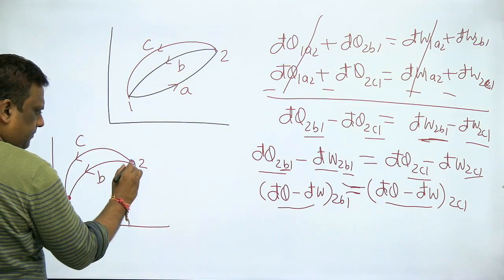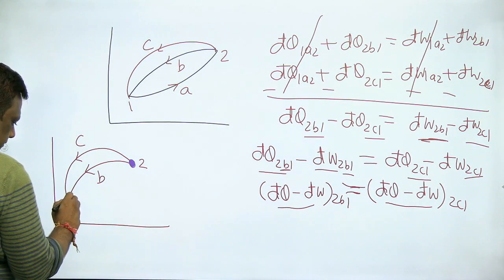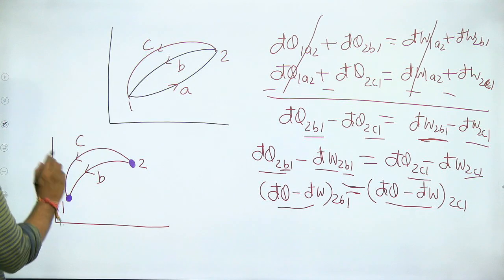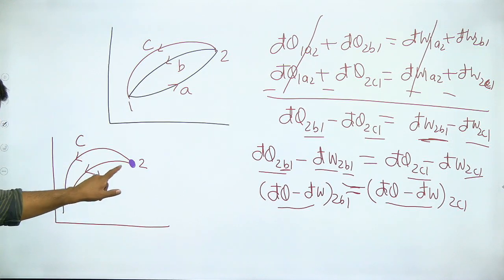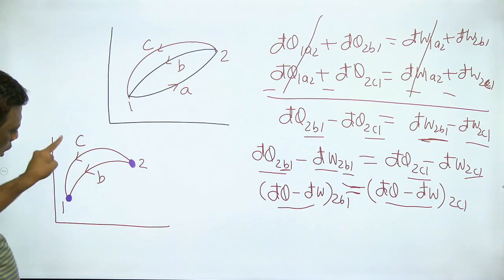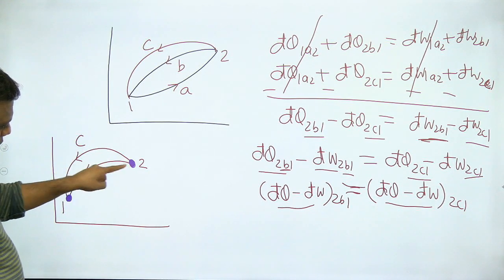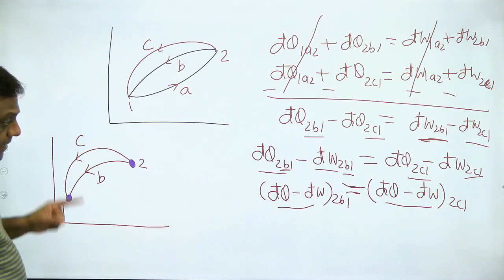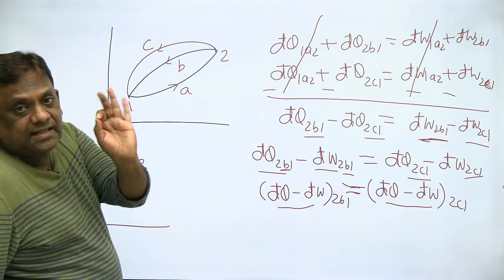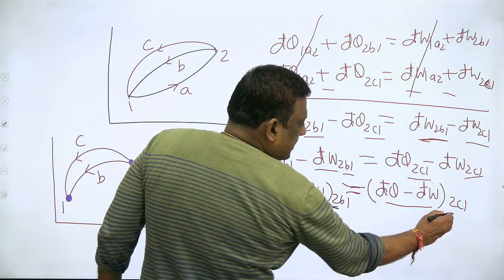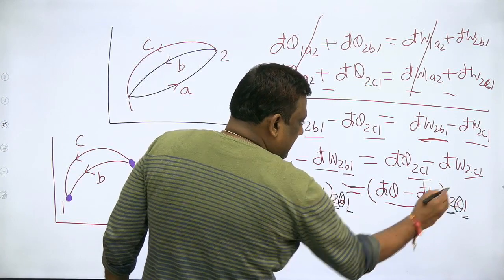For b and c what is same? This is 2 and this is 1. Look at 2b1 and 2c1: both are starting at 2 and both are ending at 1. But what is not same? Paths are not same. Path B, path C, the paths are different.